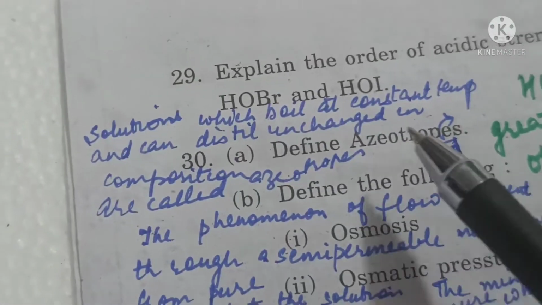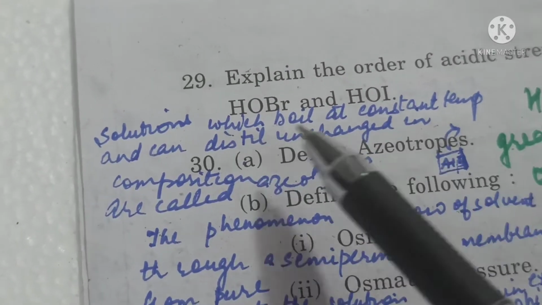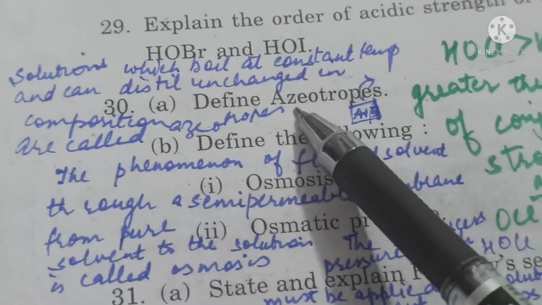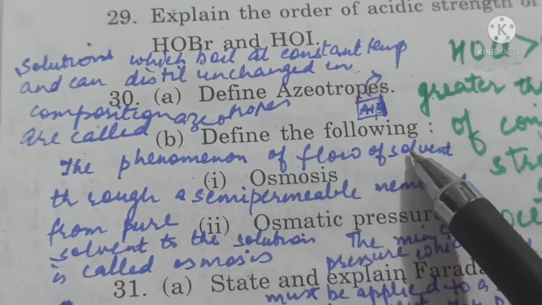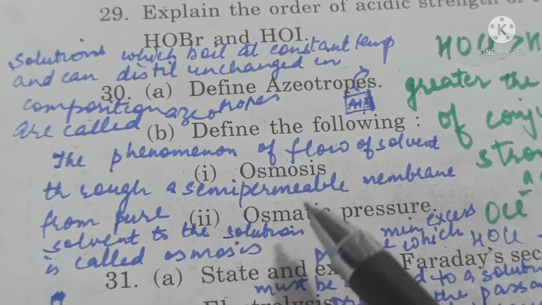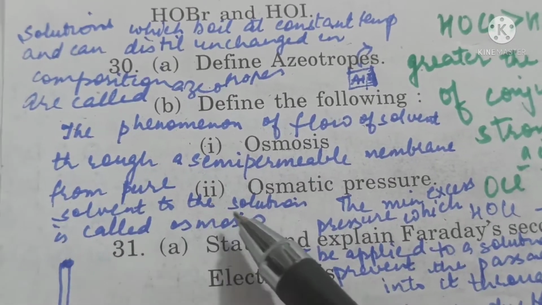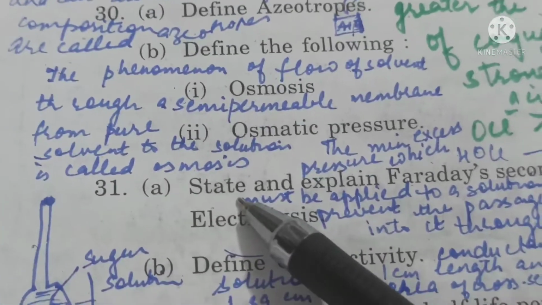Define azeotropes. So solutions which boil at constant temperature and can distill unchanged in composition are called azeotropes. Then define the following: osmosis and osmotic pressure. The phenomenon of flow of solvent through a semi-permeable membrane from pure solvent to the solution is called osmosis.